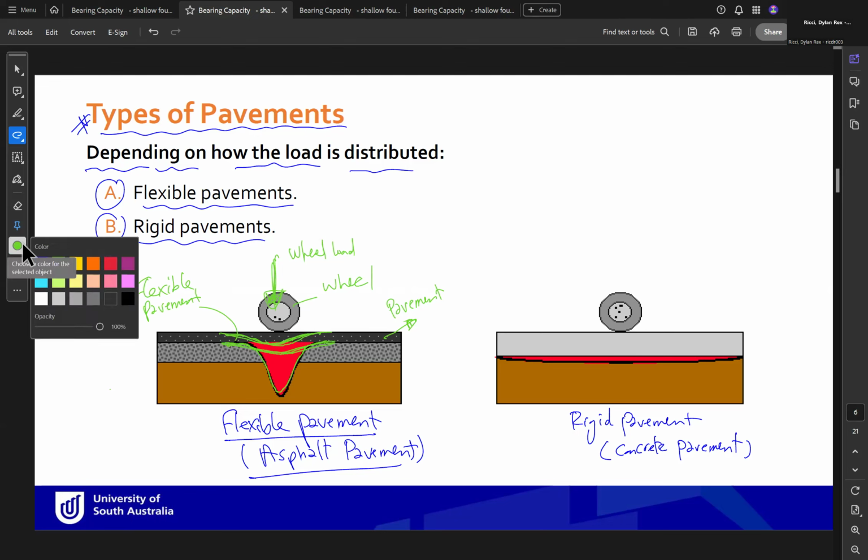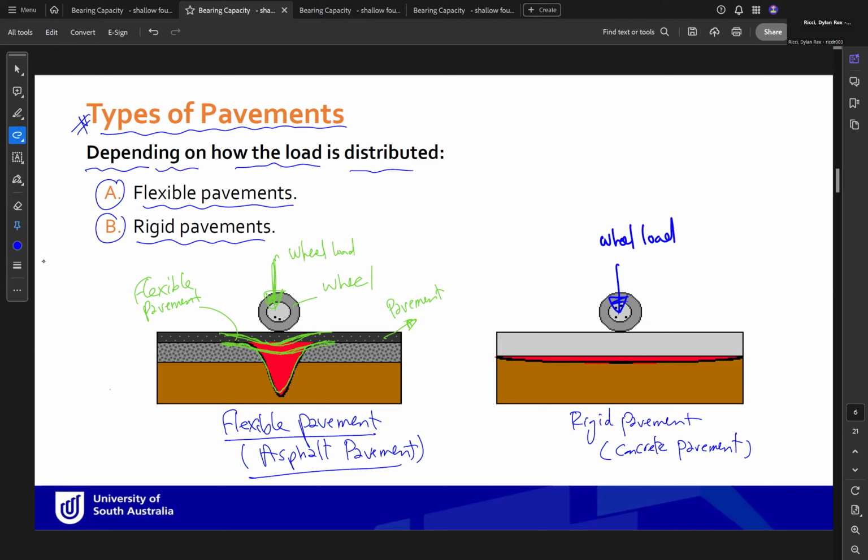Okay, but if we look at the rigid pavement, again this is our wheel load and this is the wheel. So as you can see here, the pavement is very rigid. Very rigid means very strong.